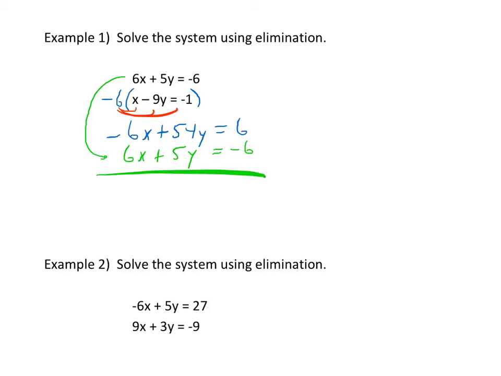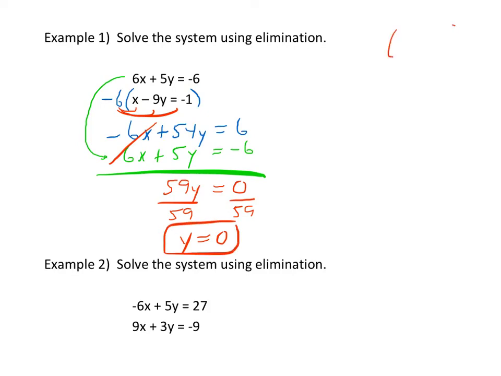Alright, now they're right next to each other. So, as we had hoped, our x's are opposite values, so when they add together they are 0 and gone. Our y's become 59y, and then we have 0 when we add 6 and negative 6. We divide by 59 to finish, and our y value is 0.